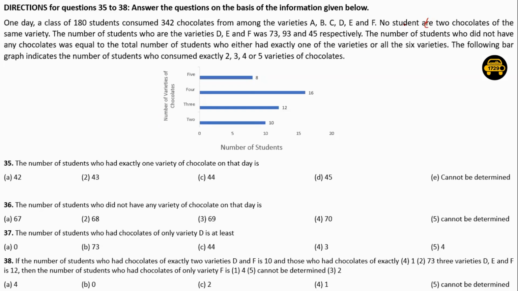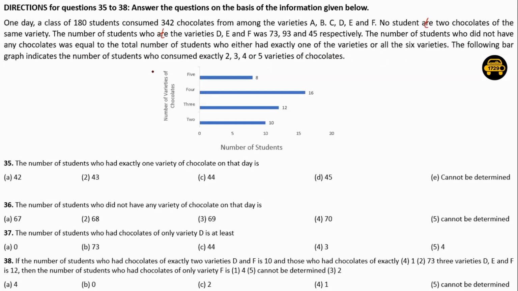Okay, so the number of students who ate the varieties, this is all 8, who ate the varieties D, E, F was 73, 93, and 45 respectively. The number of students who did not have any chocolate was equal to the number of students who either had exactly one of the chocolates or all the 6 varieties. That means the number who had nothing equals the sum of students who had exactly one variety or all 6.